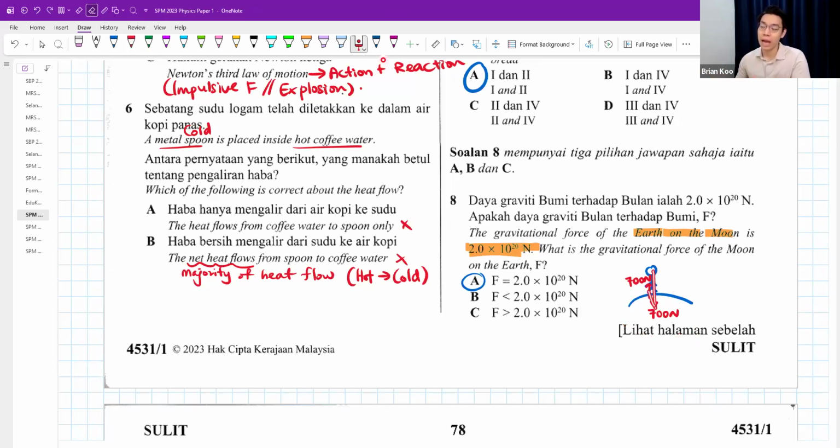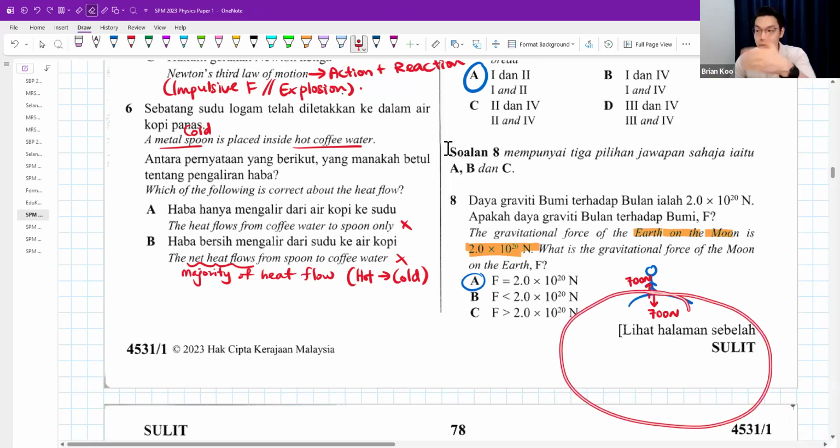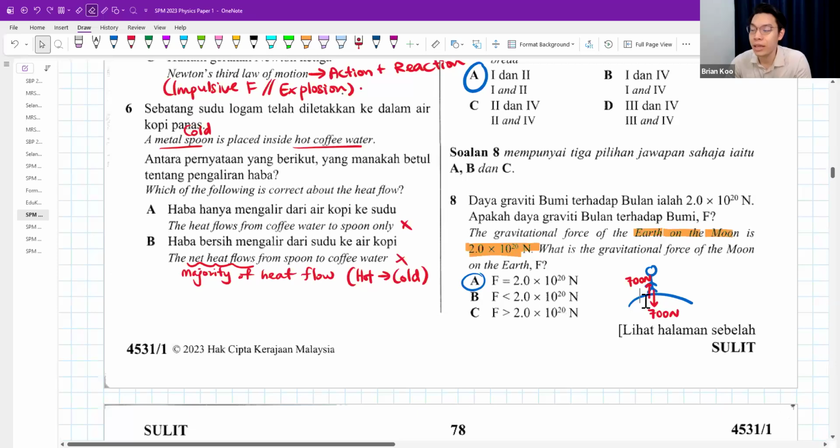But why can I not pull the Earth up? Because of common sense. 700 Newtons is enough to pull a human down, but 700 Newtons is not enough to pull the very, very heavy Earth. You get what I mean? But you need to know you are pulling equally like that.